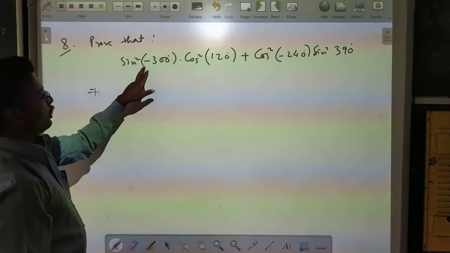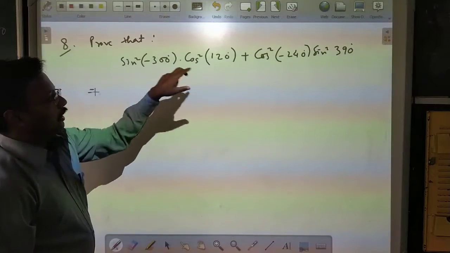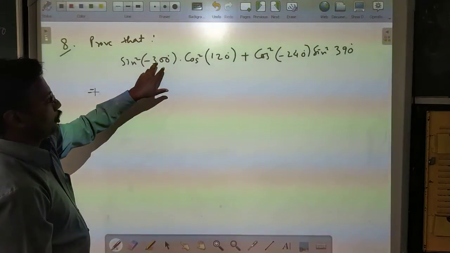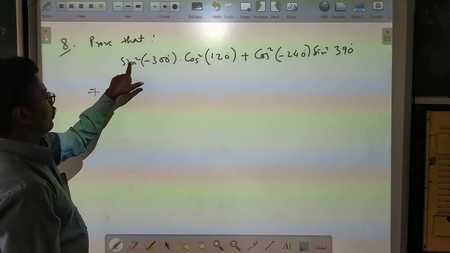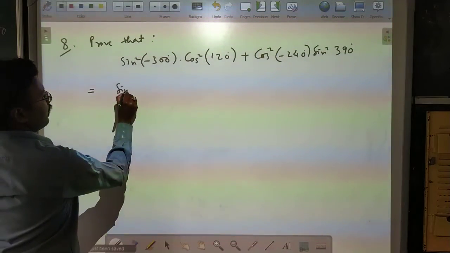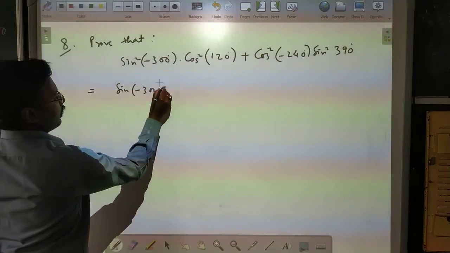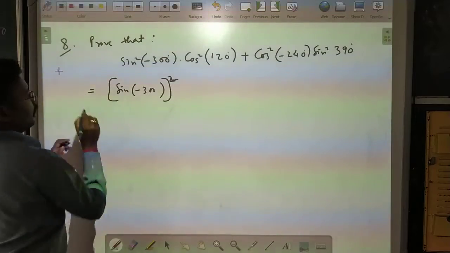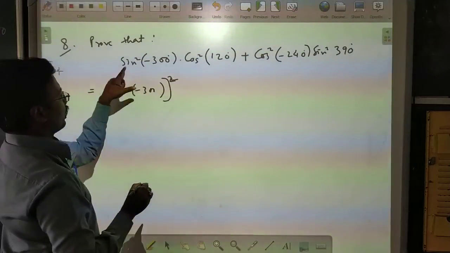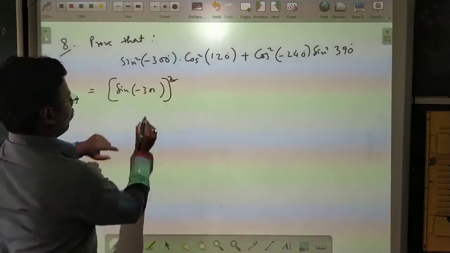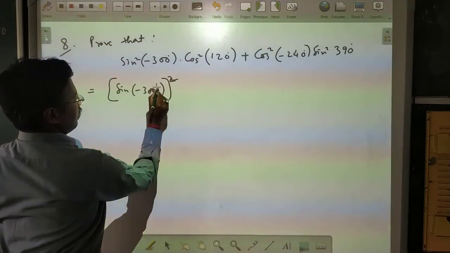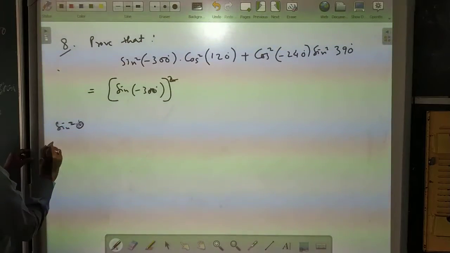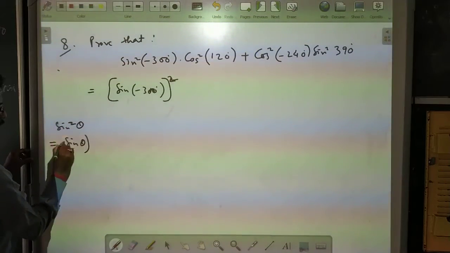So first of all we have to check which angles are negative. And there are formulas to change it into positive. So this can be written as sine minus 300 degree whole square. We can write it directly, but we will get confused. So that is why we can write it as sine of minus 300 degree whole square. Because you know sine square theta can be written as sine theta whole square.